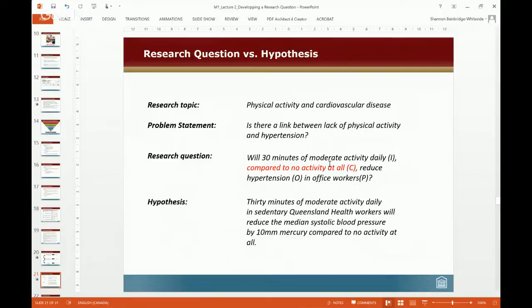So that's the question. The hypothesis is going to be the statement of what you think is going to be true when you test this research question. So in this case, I think that after 30 minutes of moderate activity daily, sedentary workers are actually going to have lower blood pressure compared to those who did not exercise at all. So that is the hypothesis. I can actually go out and test this and see whether that is true or not.